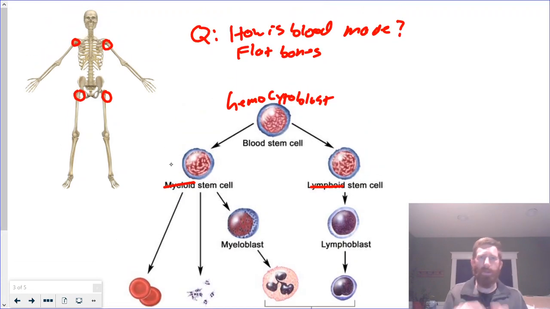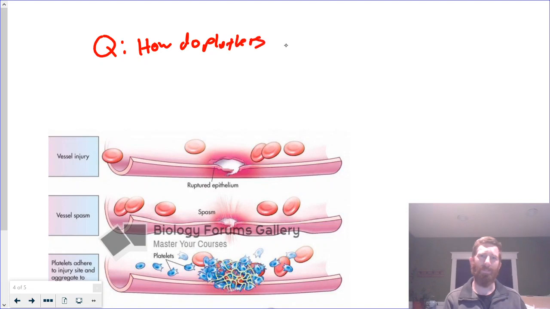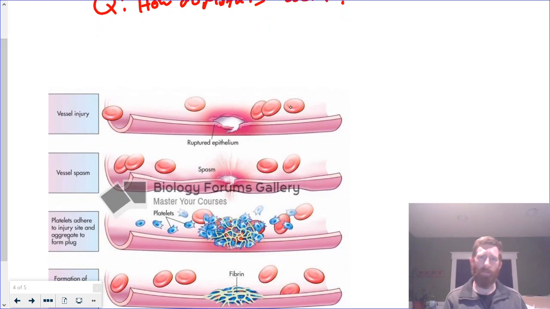So now that we've answered those big questions, we're going to dive a little deeper into each of the different major types of cells. We're going to start with the smallest ones, the platelets. So the guiding question for this page is, how do platelets work? I have pictured here a little diagram to help us learn this.